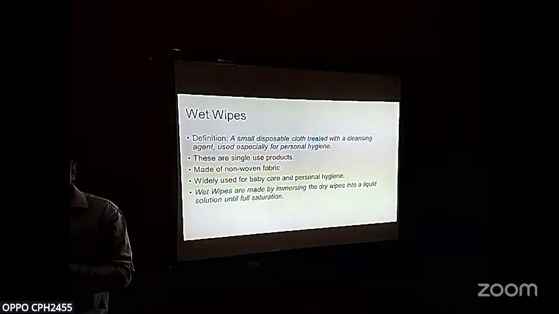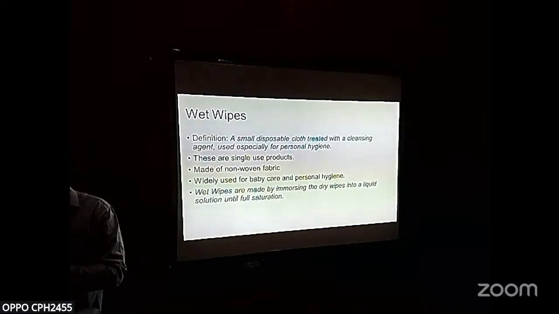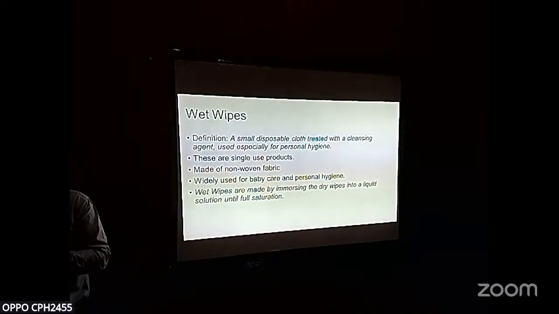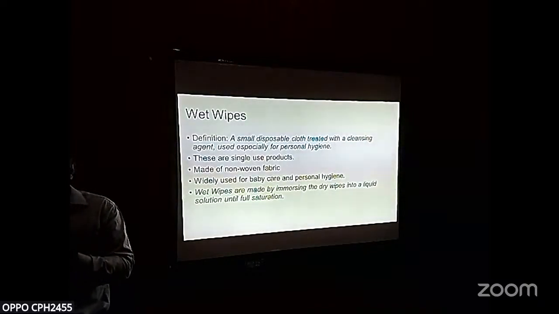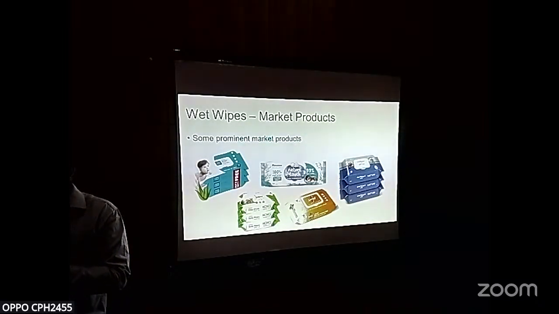In the wet wipes process, the manufacturer buys the rolls of the wipe and then dips it repetitively inside a particular liquid solution until the wipe has completely absorbed all the liquid. So normally the testing parameter is that each gram of the wipe has to absorb at least 7 to 8 grams of the liquid. So that should be the capability of the wipe. Some of the prominent products are in the market, all over the place.